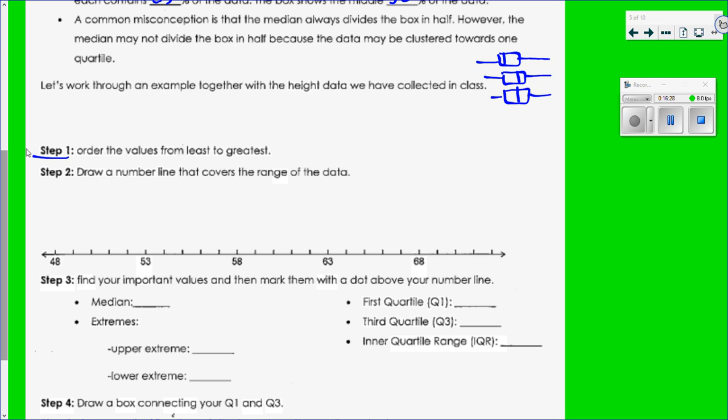So our first number was 54. Then we had two 59s. We had three 60s. We had 161. We had four 62s.